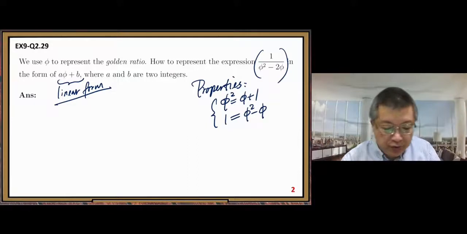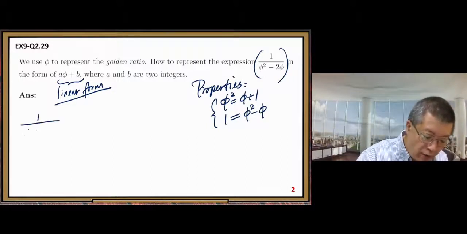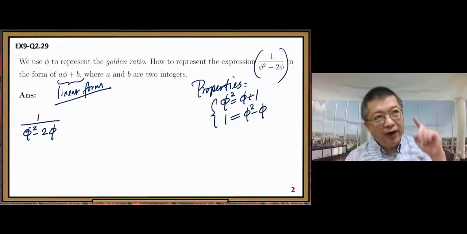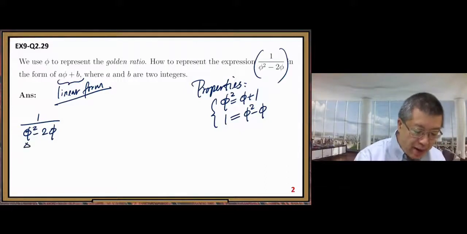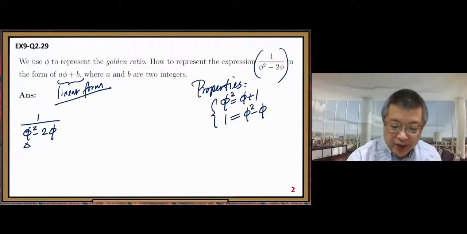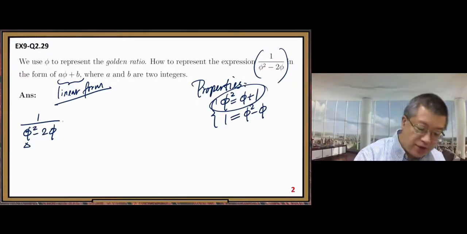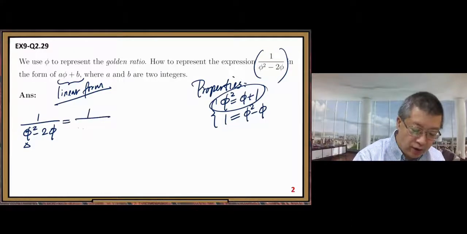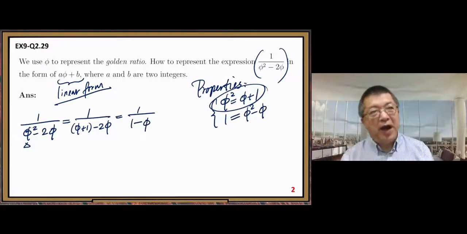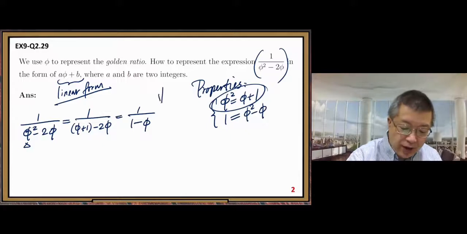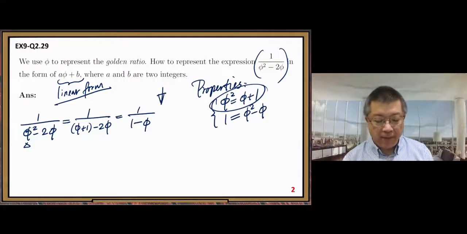All right, so let me show you the work here. 1 over phi squared minus 2 phi. First, because we may replace phi squared by phi plus 1, that's easy to see: 1 over phi plus 1 minus 2 phi. After simplification, 1 over 1 minus phi. All right. Next, that is the critical step. How to do next? That is the critical step.